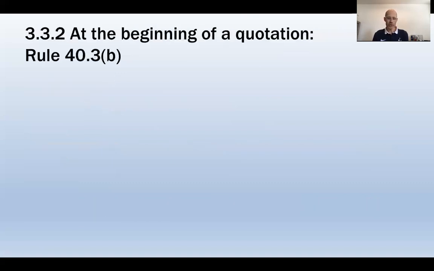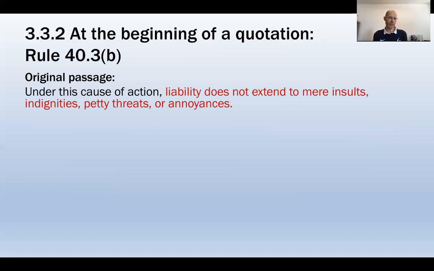You never include an ellipsis at the beginning of a quoted sentence, even if you're omitting stuff from the original source that appears before that quoted sentence. So let's say that we want to quote this passage, but we just want to quote the red part. So the sentence becomes, "Liability does not extend to mere insults, indignities, petty threats, or annoyances," okay? That's all we want to quote. And we're just going to straight up quote that. We're not going to put it in a sentence with our own language.